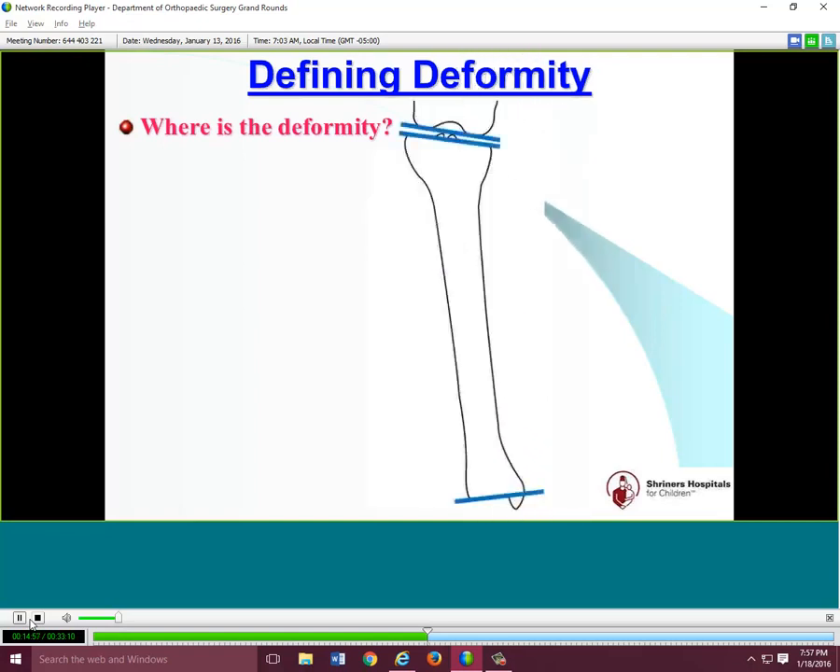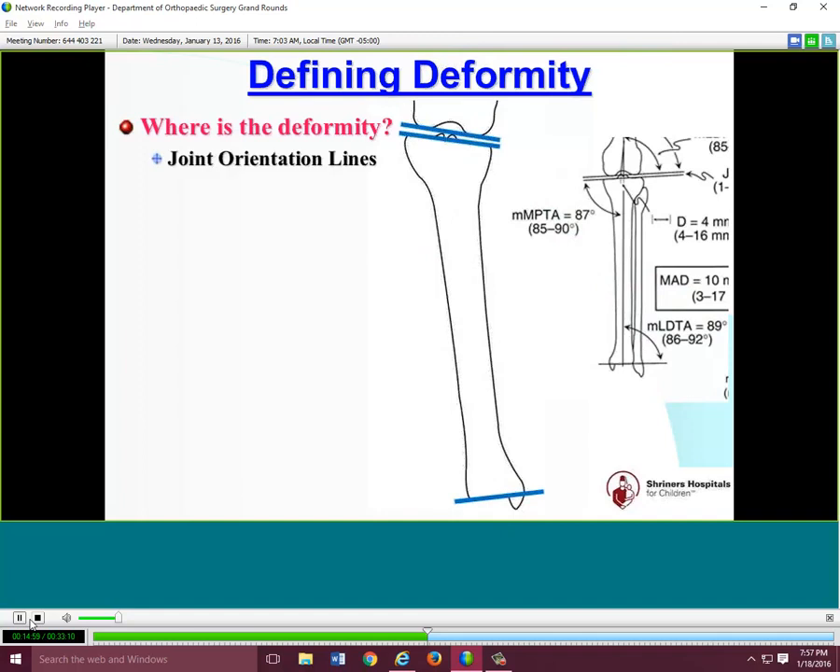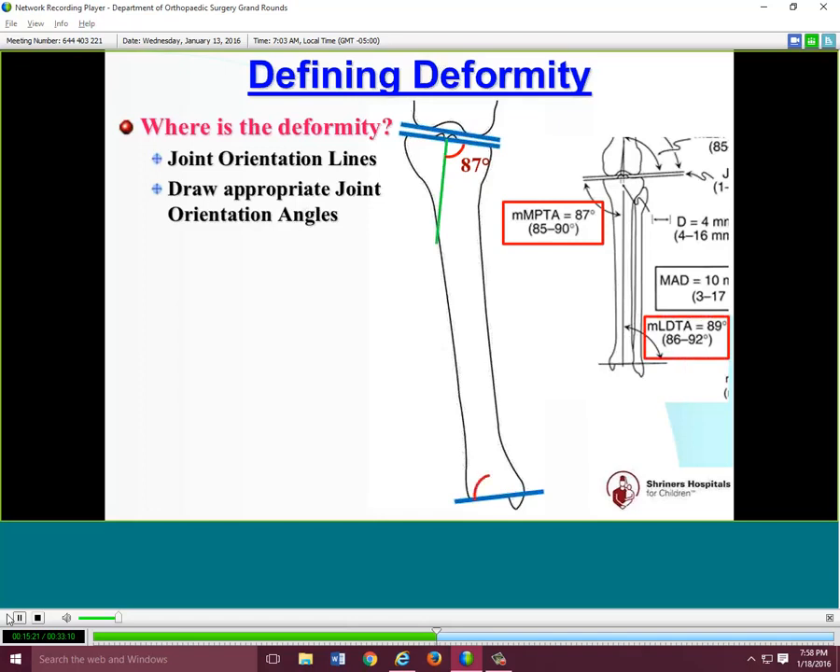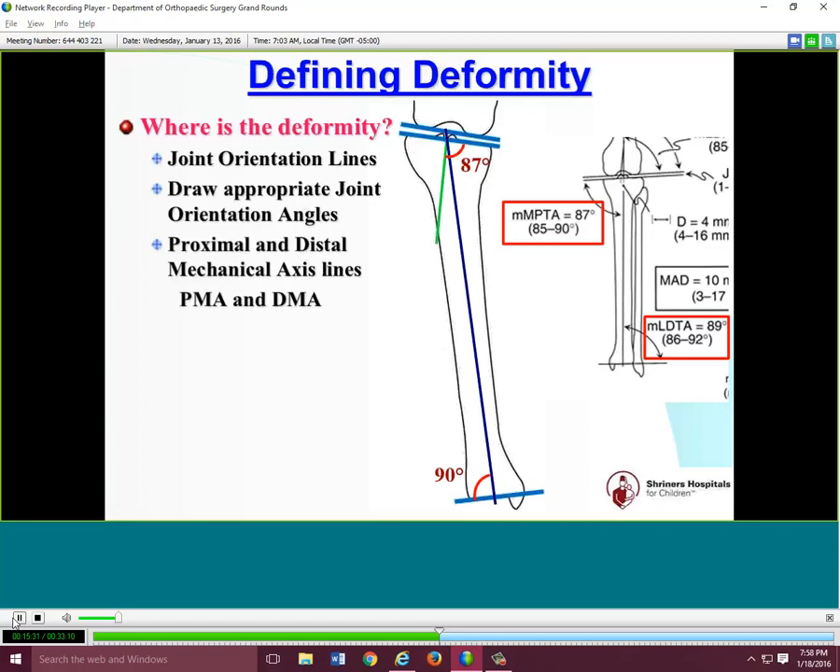And what we can do then, this gets a little trickier, is take our joint orientation lines that are running across the joint, and draw the appropriate joint orientation angle. So going back to our little cheat sheet saying what that angle should be, we're just going to draw that. The proximal tibia should be 87 degrees, so we'll draw a line 87 degrees down from our joint orientation line. At the tibia, we're going to draw a line up of 89 degrees. And we're going to take those two lines up until they cross each other. And in this case, they cross right at the very proximal tibia.